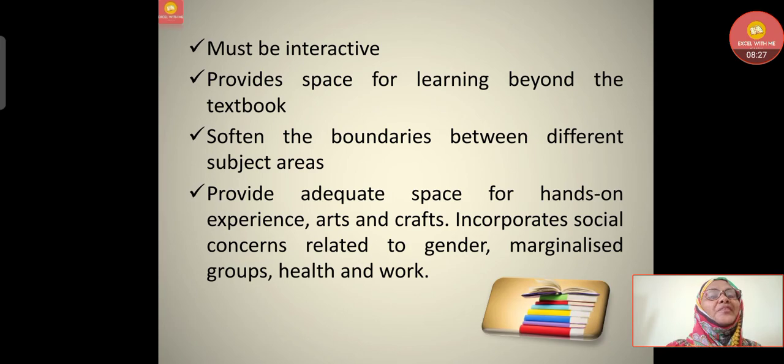Then provide adequate space for hands-on experience, arts and crafts. Incorporate social concerns related to gender, marginalized groups, health and work. Obviously, they should provide space for hands-on experience. They should have their own experience through dramatization, maybe arts and crafts, and also incorporating social concerns such as unemployment, overpopulation, pollution, global warming, different things, and also concerns related to gender.